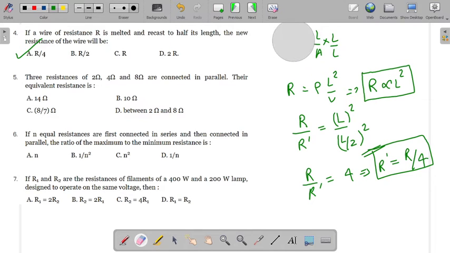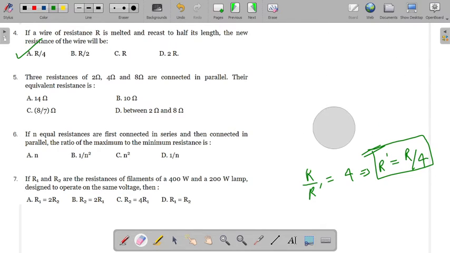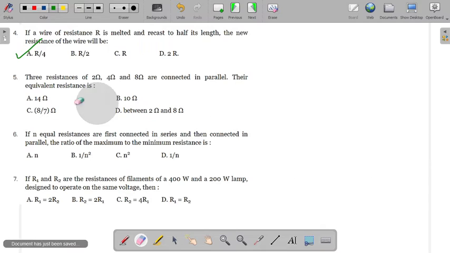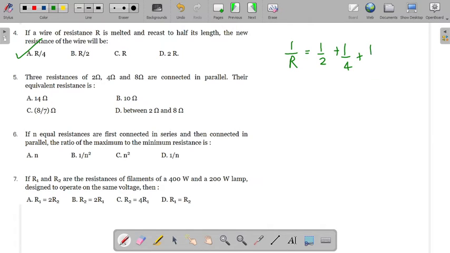Now moving to the fifth question we have here. Three resistances 2 ohm, 4 ohm and 8 ohm are connected in parallel, and we need their equivalent resistance. So for three resistances we have to calculate the equivalent: that is 1 upon 2 plus 1 upon 4 plus 1 by 8.